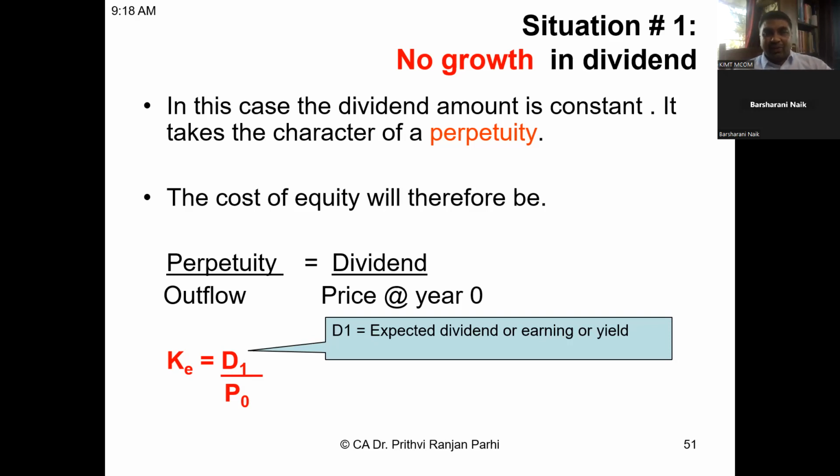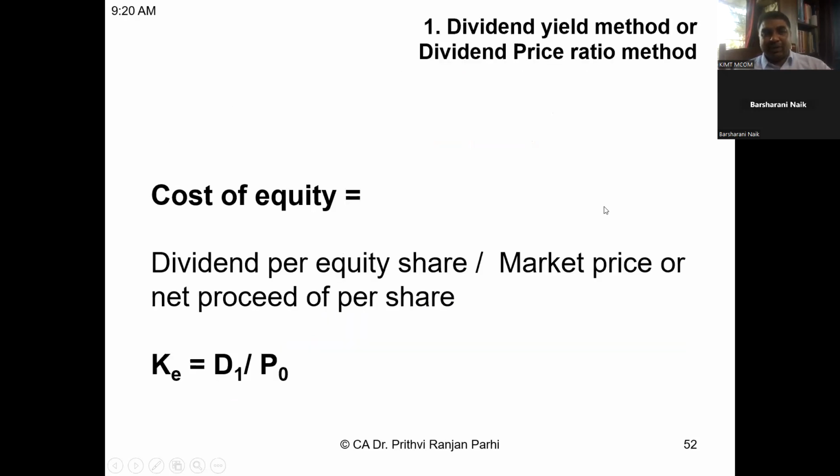Well, I can tell you what it means. KE is equal to D1 by P0. That means D1, the dividend at the end of year 1, divided by price today. By applying this formula, you'll be able to compute the cost of equity. Very simple. That means dividend per equity share divided by market price.